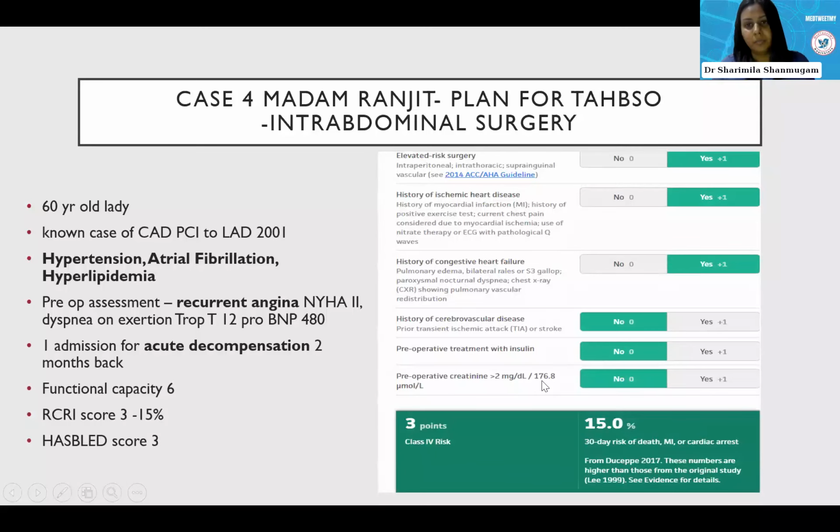Why I calculated the Hess-Black is because she actually has a fibroid. She's been having heavy menses. She's also postmenopausal, all right? Elevated risk of surgery, yes. History of ischemic heart disease, also yes. Congestive heart failure, also yes. Stroke, insulin treatment for diabetes, and creatinine clearance is good, so no. But she scored 3. The percentage for 30-day risk of mortality, myocardial infarction, and the rest is 15%. It's quite high here. Yeah.